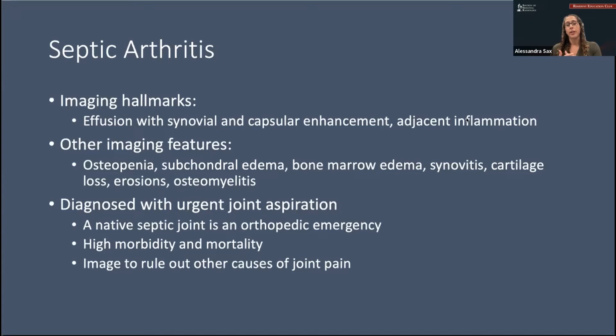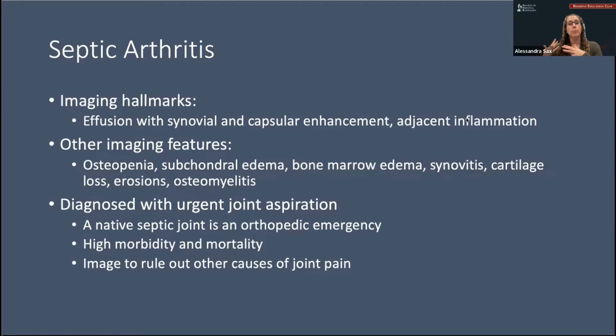I mean, we see septic arthritis in patients who have rotator cuff tears and osteoarthritis and meniscus tears, but that degree of inflammation has got to be out of proportion to what you're seeing intraarticularly. And then there are other imaging features such as osteopenia. We actually saw that in our case on the radiographs. You could see this periarticular osteopenia. And then when we get to the more advanced imaging, CT and MRI, subchondral edema, synovitis, erosions, and osteomyelitis. And as you guys appropriately said, this is diagnosed with an urgent joint aspiration.